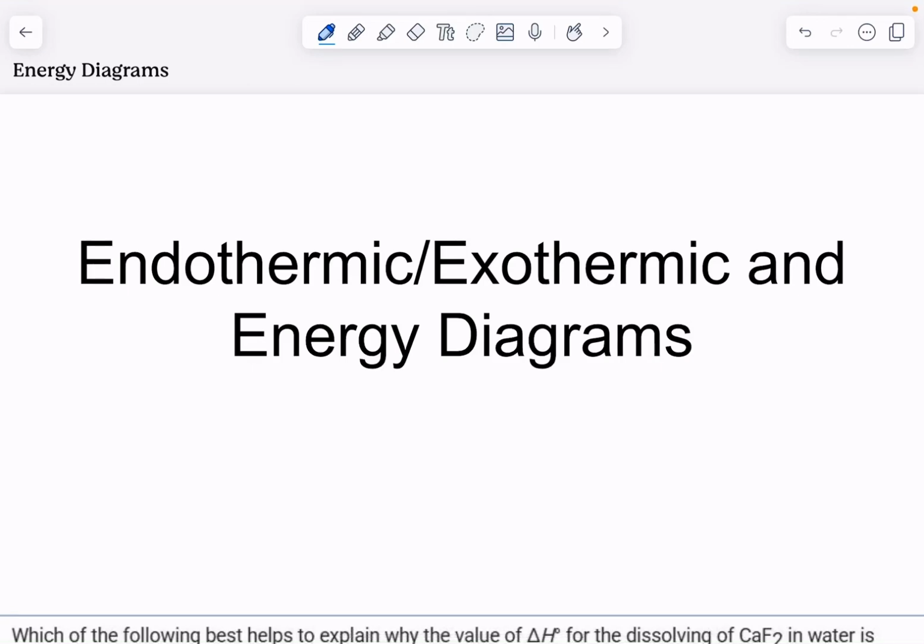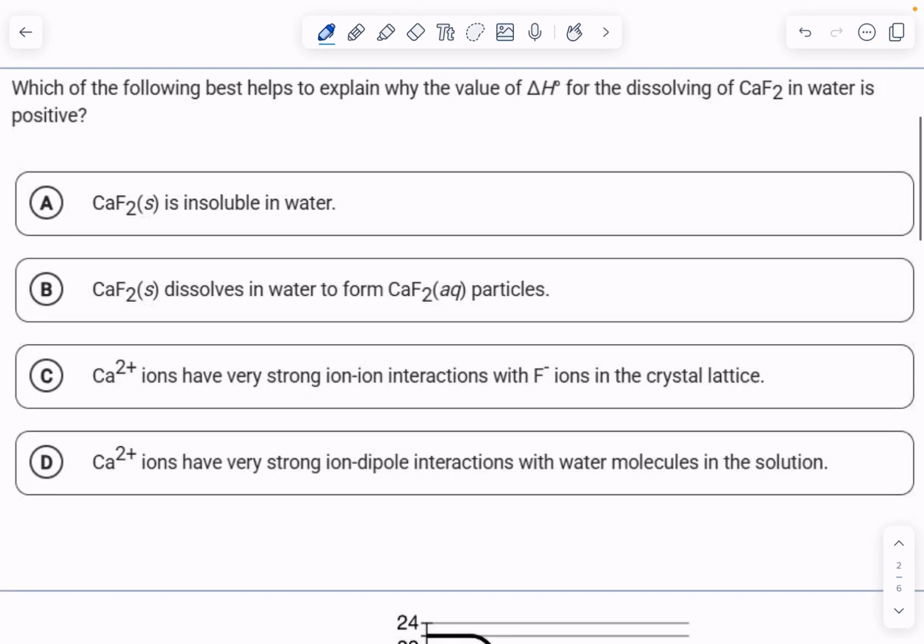Hey guys, in this video we're going to be looking at some exothermic, endothermic questions with some energy diagrams involved. We've got some multiple choice and short answer. So this first one: which of the following best helps explain why the value of delta H for the dissolving of CaF2 in water is positive?